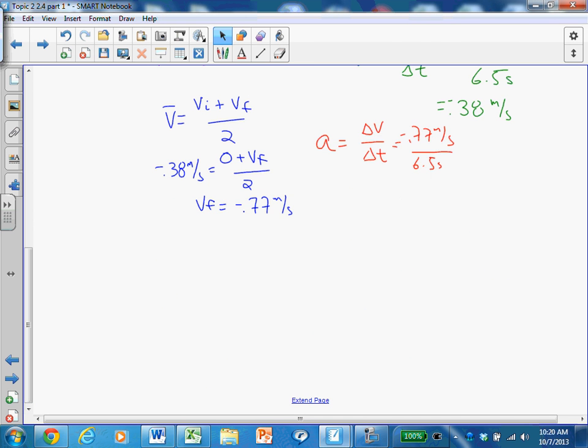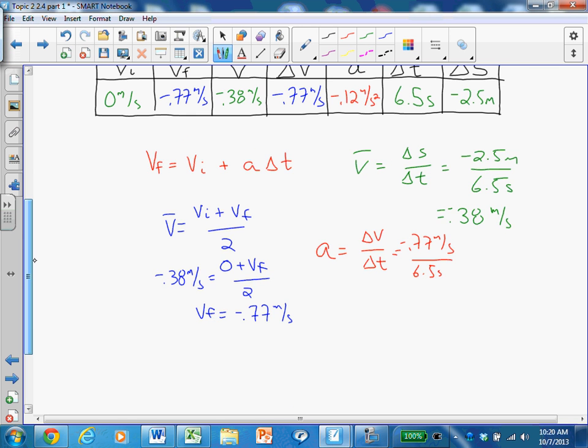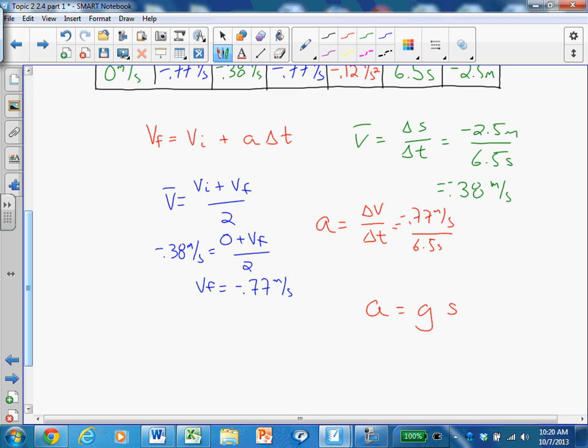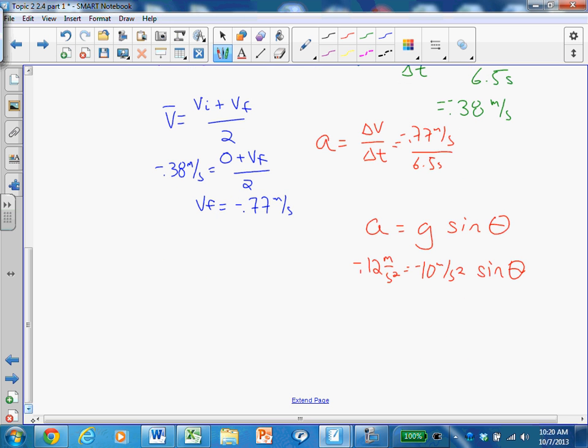So now we have to go back and get what theta is by plugging this in. So we have this A equals G sine theta. Well, A was minus 0.12, and G is minus 10. Like that. And then we could solve that by dividing 0.12 divided by 10. Oh, imagine that. 0.012 equals sine theta. And then to solve for the angle, we do the sine inverse.